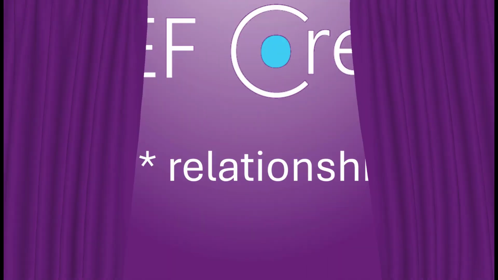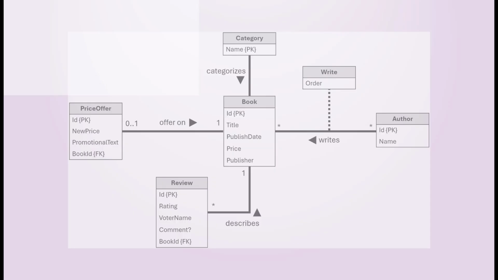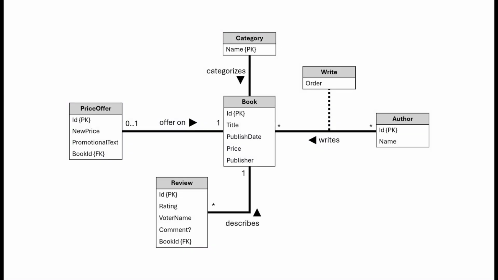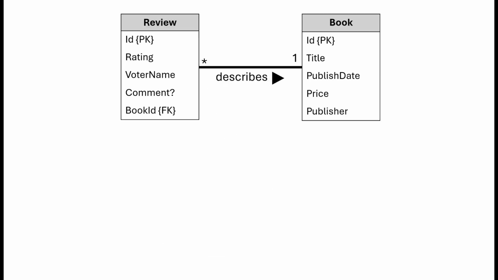Hello, now it's time to look at the one-to-many relationship. Here is the model again, and we find the one-to-many between review and book. Each review describes a single book, and a book is described by multiple reviews.